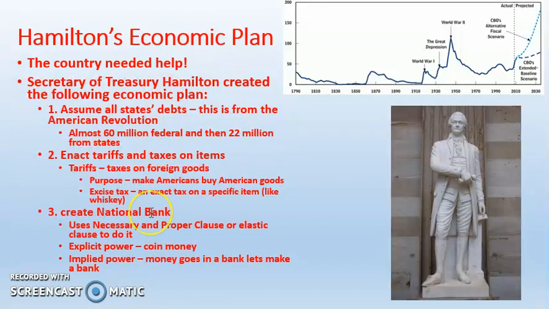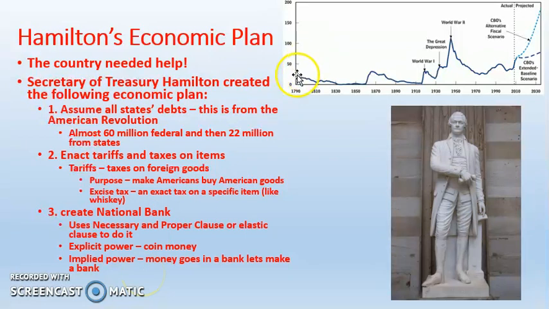Thanks to this plan, Jefferson gets really upset. This debt thing, he doesn't really care for it. He doesn't care for the tariffs, but he certainly hates the bank. He thinks that the bank is a gross abuse of this necessary and proper clause. And so Jefferson kind of leads the southern states against Hamilton's economic plan.